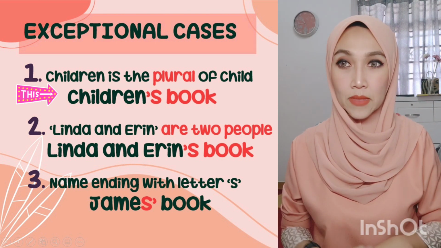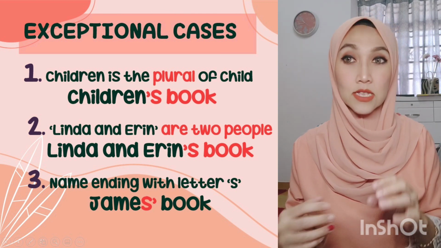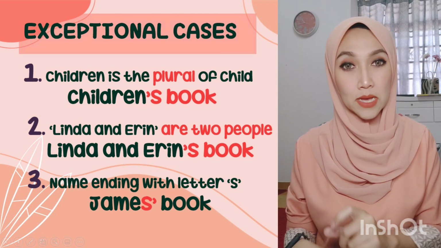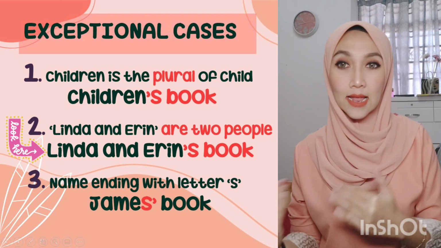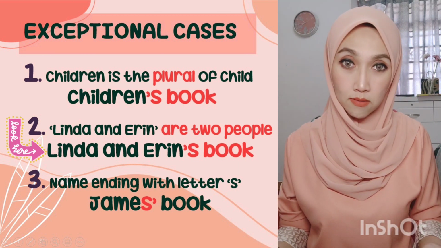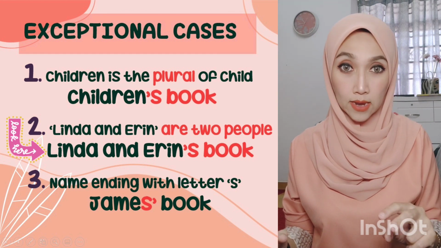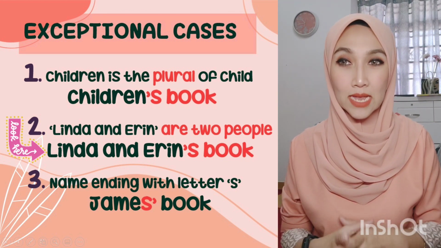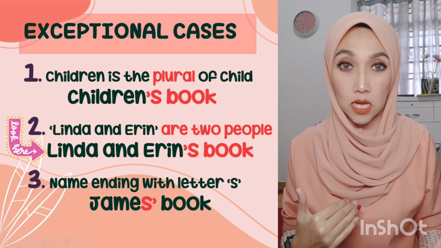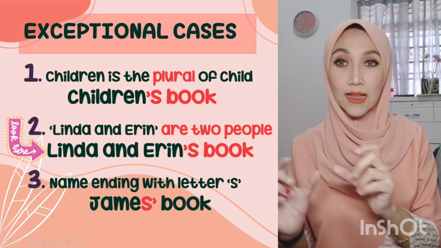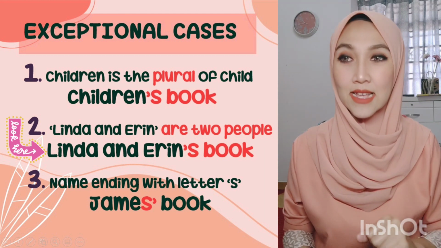Okay, second, Linda and Erin are two people. Now we are using names. Like just now we were using teacher, so when it's plural it becomes teachers, but now we use names. Okay, Linda and Erin, like Ali and Abu. We know that those are plural, right? More than one person, but in this case we need to put apostrophe S, not S apostrophe, even though it's a plural. Okay, so Linda and Erin's books. Okay, clear? Alright, when we use names.